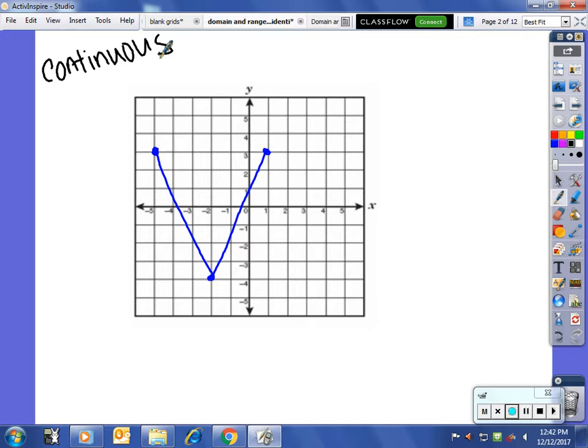Some kids are telling me there's only 3 points on this picture. The only reason why I highlighted those 3 points by making a nice big dot here, here, and here is because those are important points for us. They're going to help us find the domain and range. But I could draw dots all along this thing.